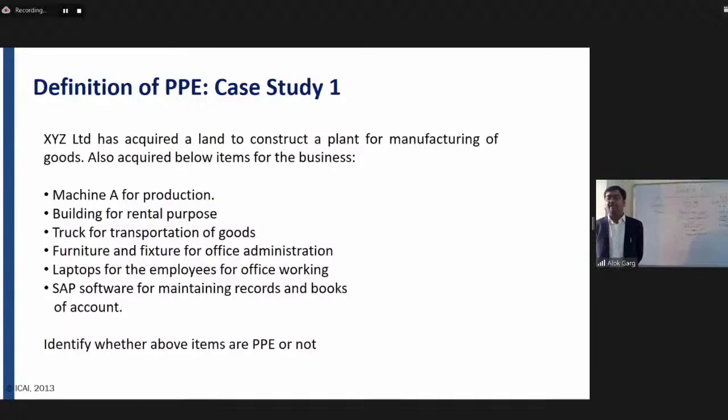Guys, tell me quickly which item is PPE and which item is not a PPE. The majority of the items are PPE, let me tell you. But which item is not a PPE? You need to tell me. So that will be an easier way of doing it.